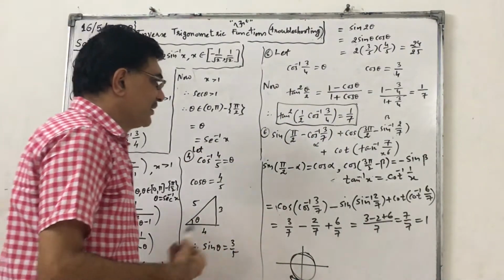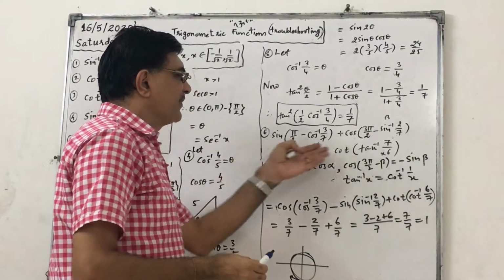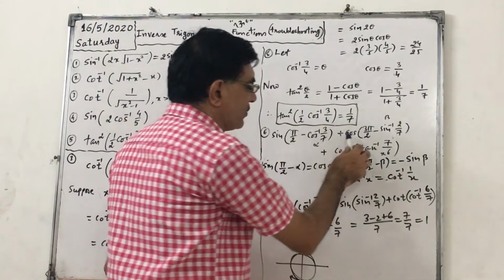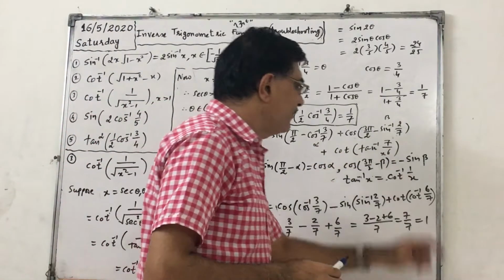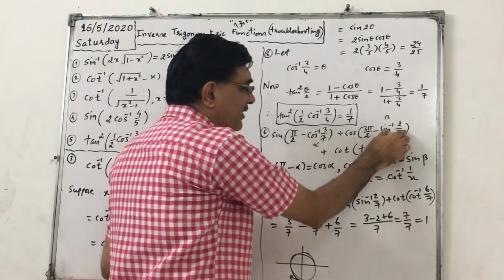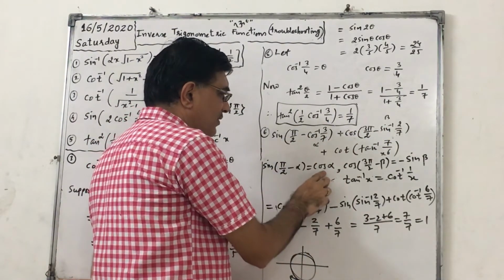Let us solve another problem, the 6th, which is not written here. We have to simplify sin of pi by 2 minus cos inverse of 3 by 7, plus cos of 3 pi by 2 minus sin inverse of 2 by 7, plus cot of tan inverse of 7 by 6. Consider this as alpha, this as beta, this as x. Now we know that sin of pi by 2 minus alpha is cos alpha.